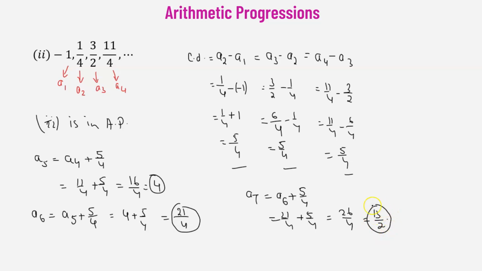So this is going to be our 7th term, and we can finally say that our final sequence will be -1, 1 quarter, 3 over 2, 11 quarters, and the 5th term is 4, followed by 21 quarters, and the final term is 13 over 2.